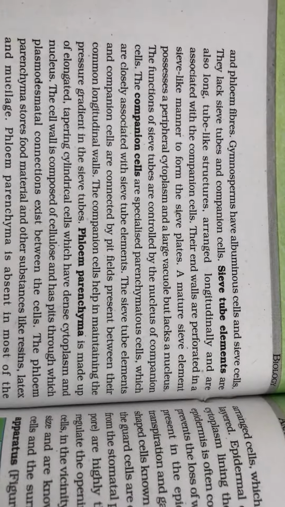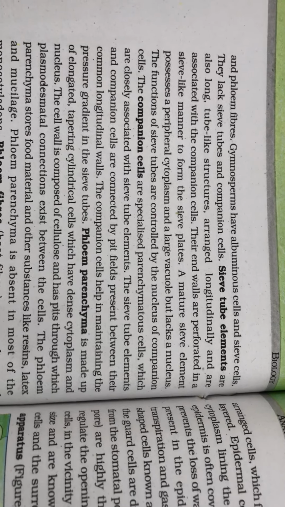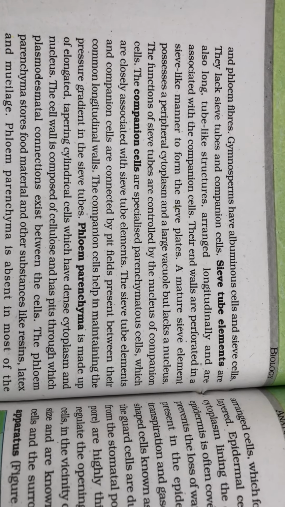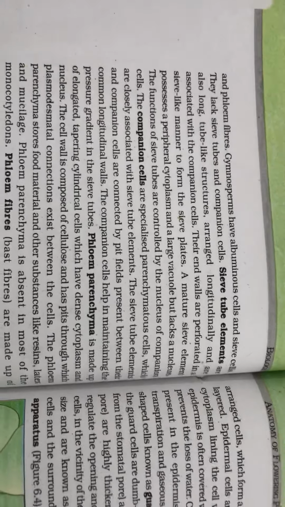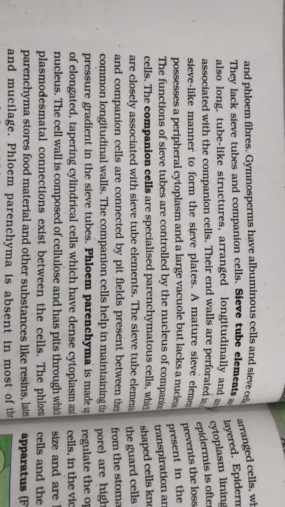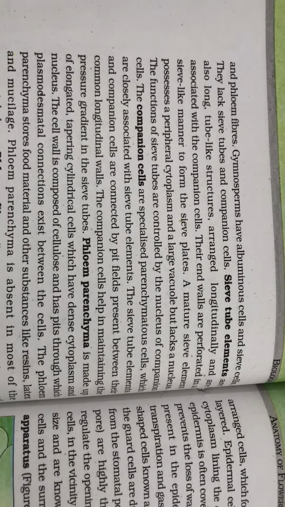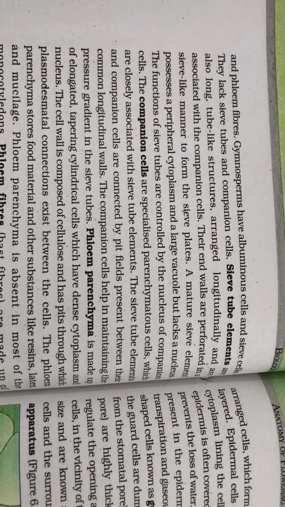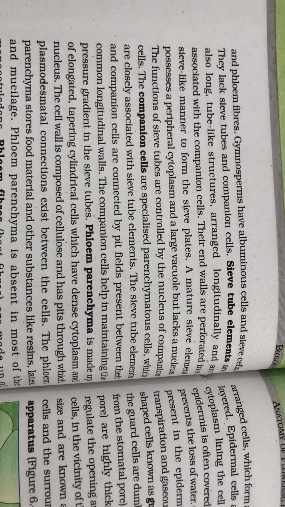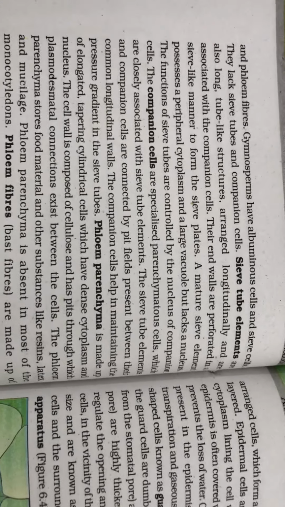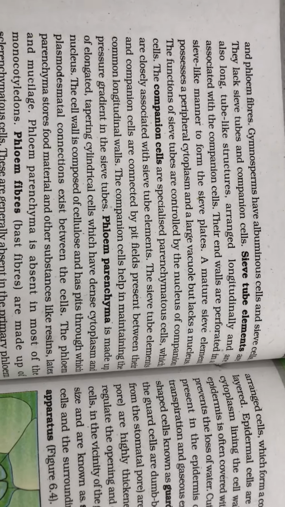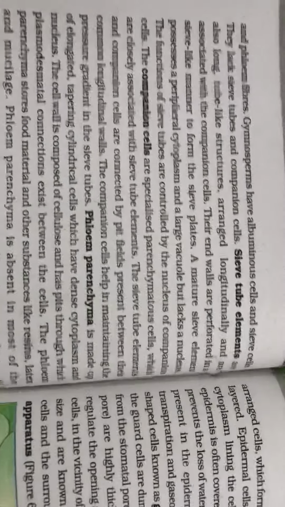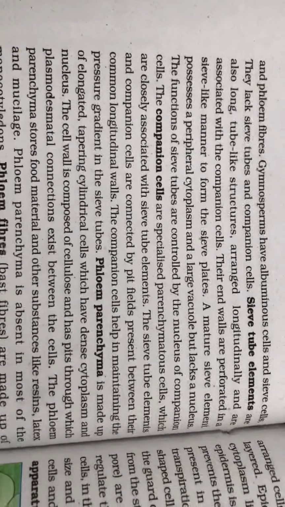A mature sieve element possesses a peripheral cytoplasm and a large vacuole but lacks a nucleus. The function of the sieve tubes is controlled by the nucleus of the companion cell. So who controls the function of the sieve tube? The companion cell.